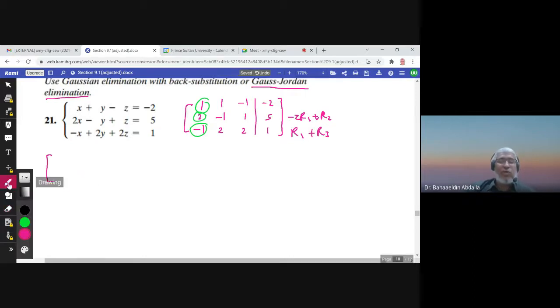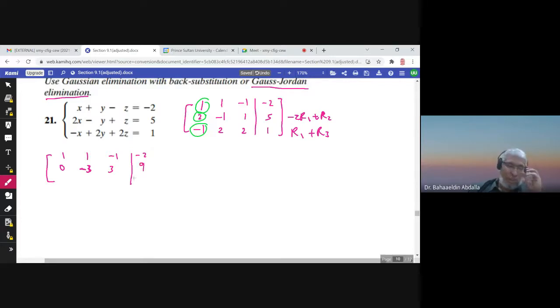Which row is not going to be changed? Row 1. We will work with row 1, but not changing it. Let us change row 2 now using this transformation. Negative 2 plus 2, 0. Negative 2 plus minus 1, negative 3. Negative 2 times negative 1, 2 plus 1, 3. Negative 2 times negative 2, 4 plus 5, 9. So we changed row 2.